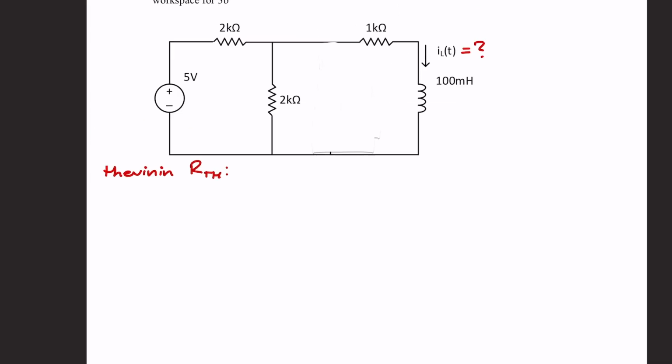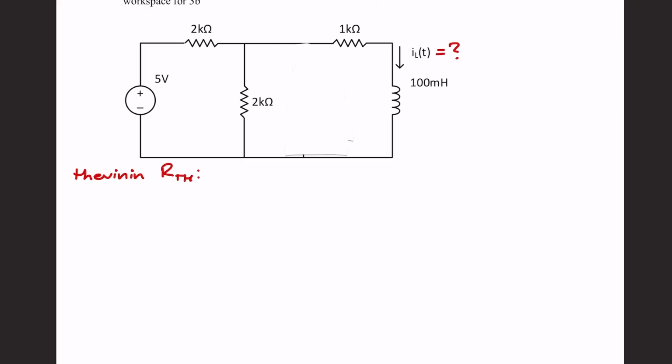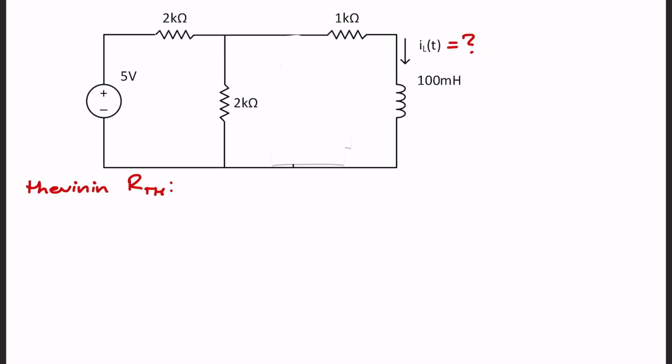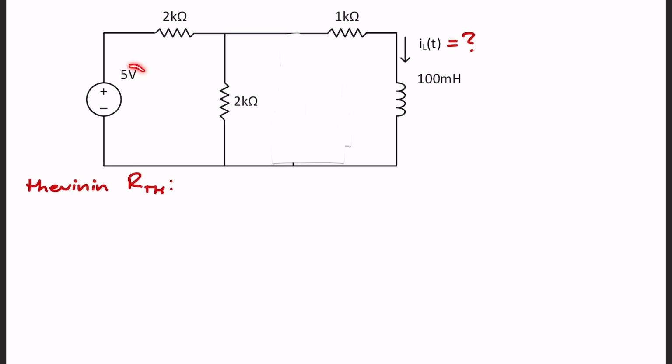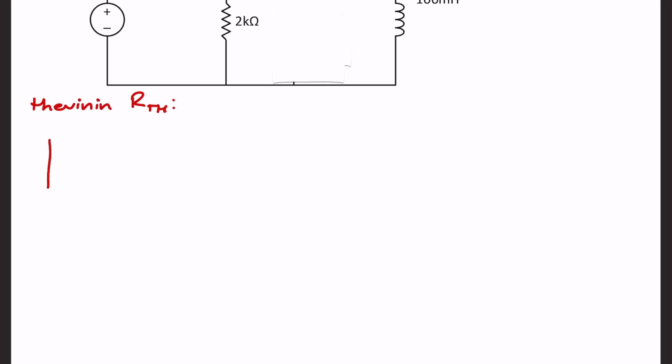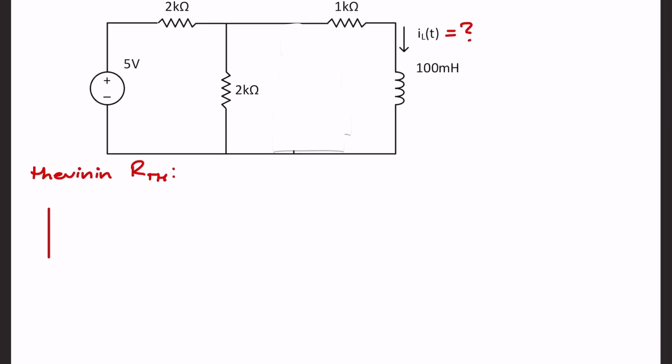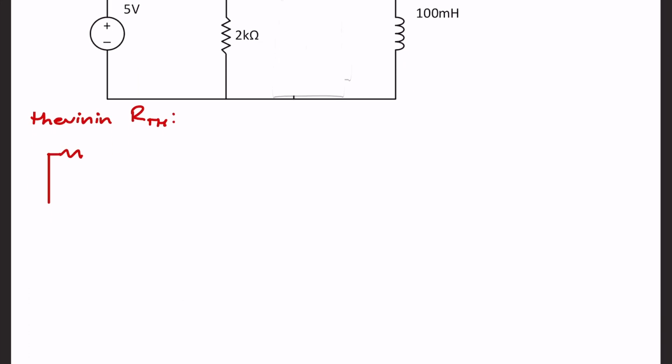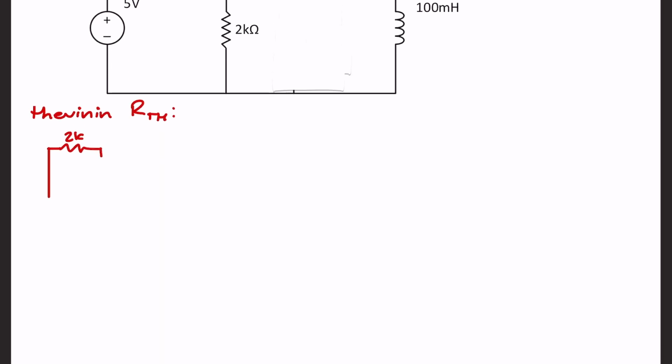Let's find the resistance first, because that probably is going to be easy. What's the resistance we're looking for? How do we find RTH? Again, we turn off all the independent sources and then just find the equivalent resistance. So let's turn off this source over here. Let's add in our 2K resistor, our other 2K resistor, and our 1K resistor.